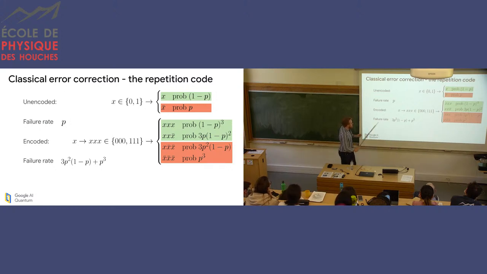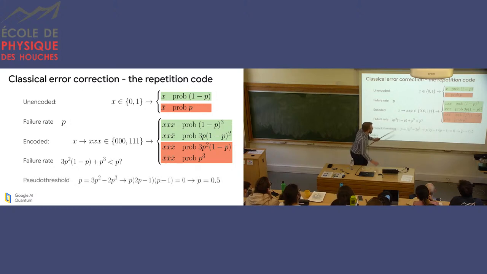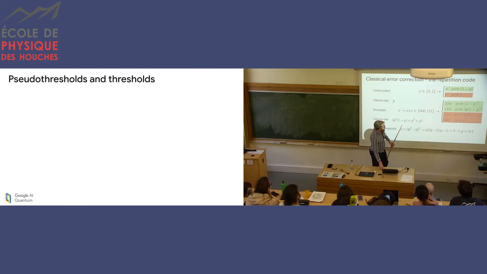Yeah, fantastic. Okay, so there's my failure rate, 3p squared times 1 minus p plus p cubed. And so now the question is, have I done better than if I didn't encode? Okay, and we can check this. To check this, let's set them equal and solve for p. You find that the number p at which point the thing on the left is actually smaller than the thing on the right is 50%. Okay, great. So this is what you call a pseudo-threshold.